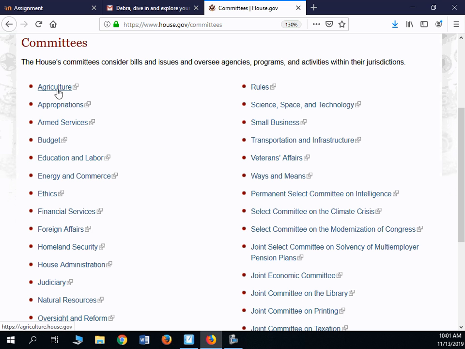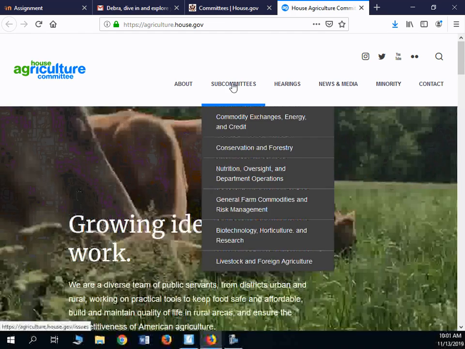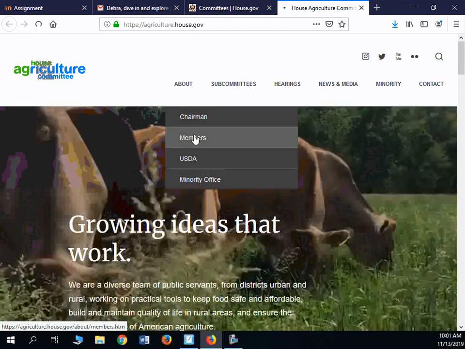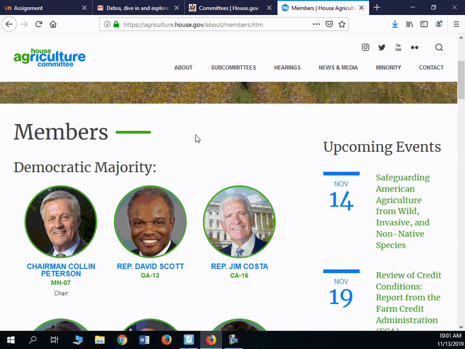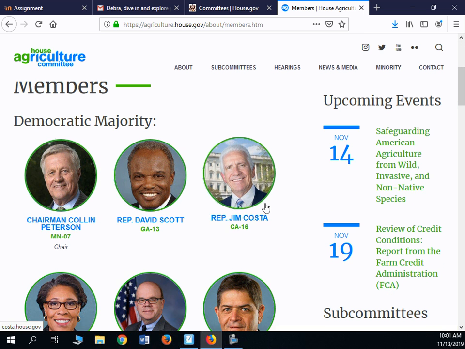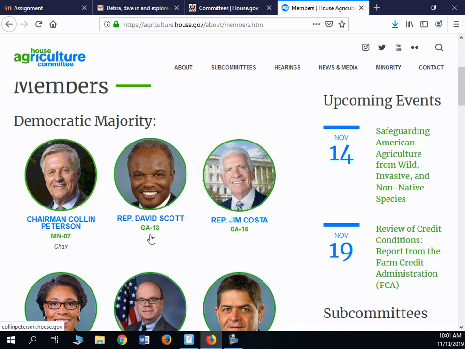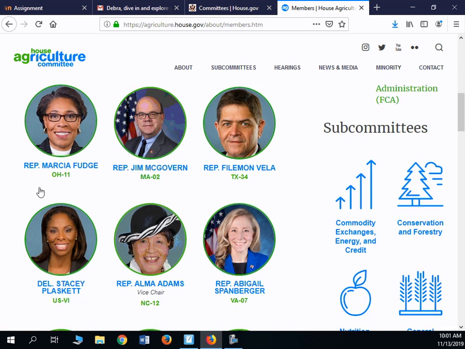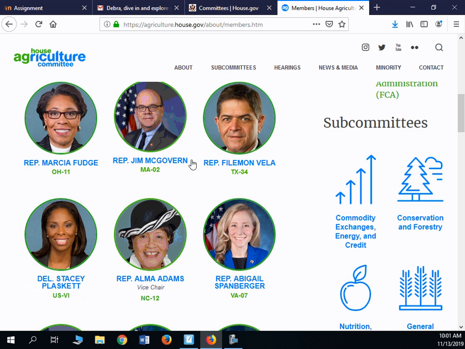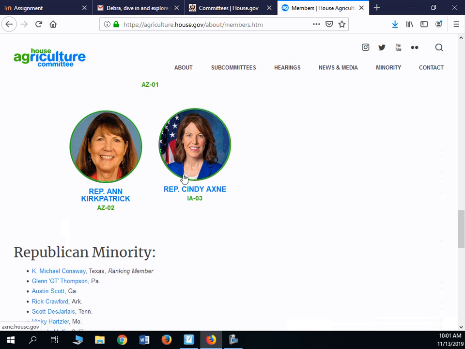Like I said, if there was a group that wanted a bill that had to do with agriculture, they would send it to this committee, and the members of it would be these guys. So we've got the chairman, Colin Peterson. He's from Minnesota, District 7. And you can move down through. Here we go, Representative Marcia Fudge. She's from Ohio, District 11. And then you've got all kinds of additional people who serve on that committee.